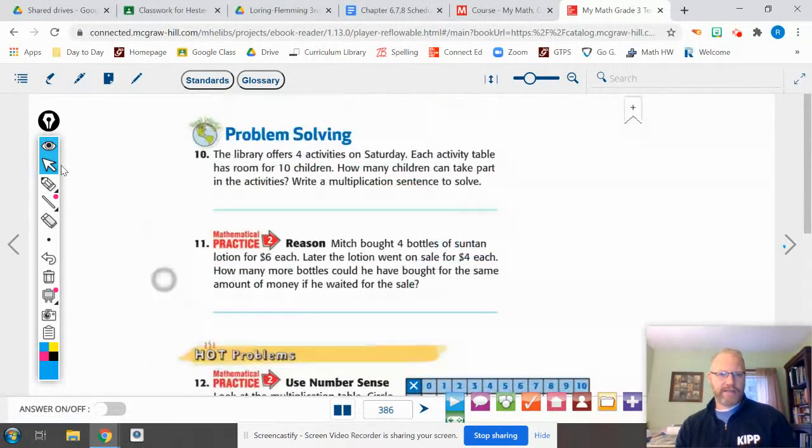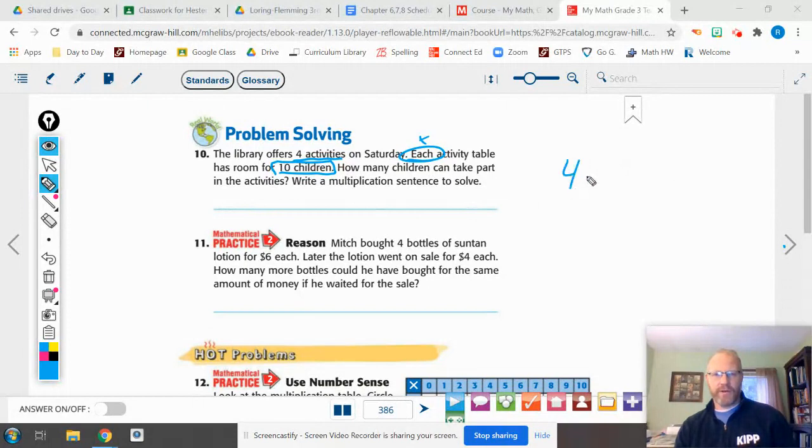Moving on to the back side, which is the problem solving and hot problems. The library offers 4 activities on Saturday. Each activity at the table has room for 10 children. How many children take part in the activities?